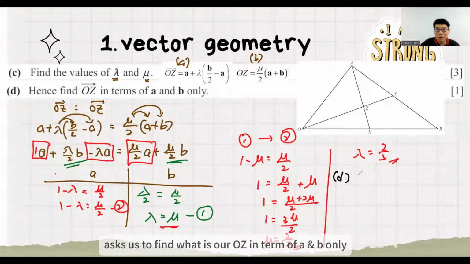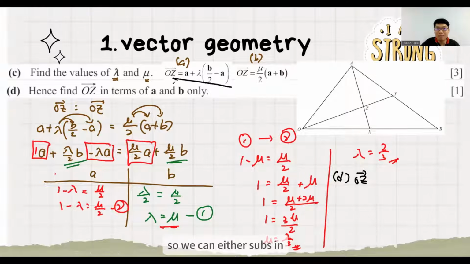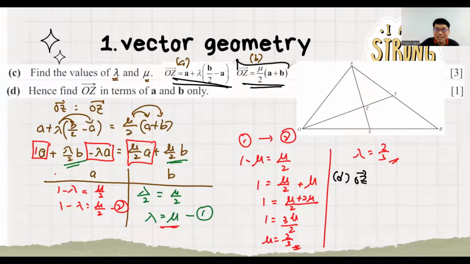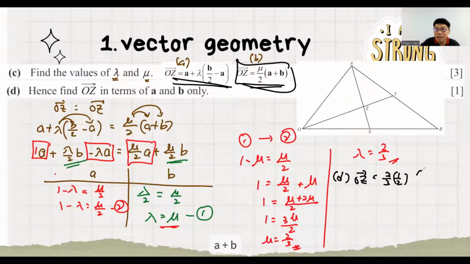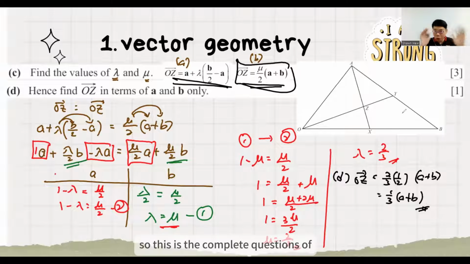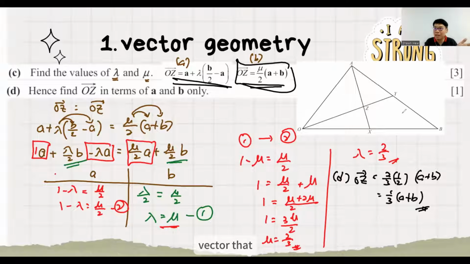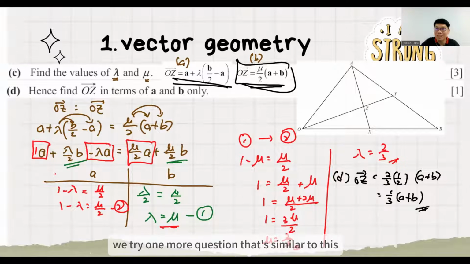Part D asks us to find OZ in terms of A and B only. We can substitute into either this equation or this equation. I substitute in here, it looks shorter. So mu is 2 over 3, divided by 2, times A plus B, that is 1 over 3 A plus B. Done. So this is the complete vector question that is very common in IGs. We try one more question that is similar to this.